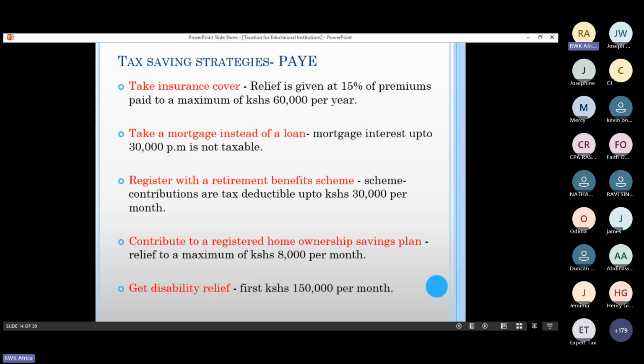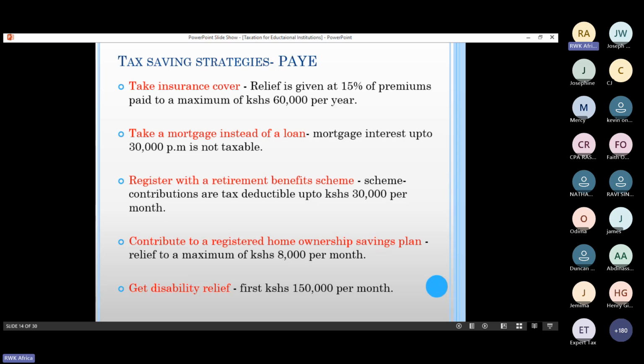So when computing the taxes, the pay as you earn, your employees, they have mortgage. That interest should be allowable. 30,000 per month is not taxable. Make sure that you get the relevant documentation so that when filing the pay as you earn, it will assist in reducing the tax to pay.